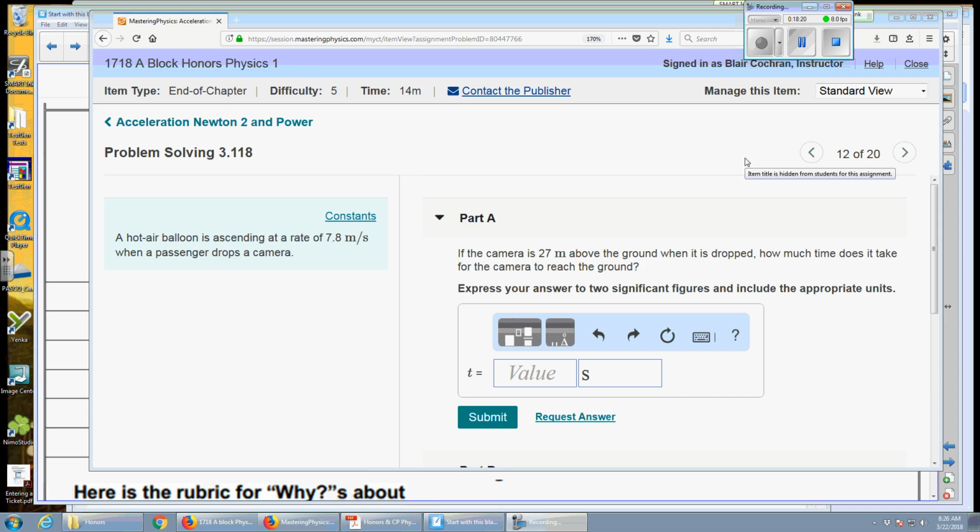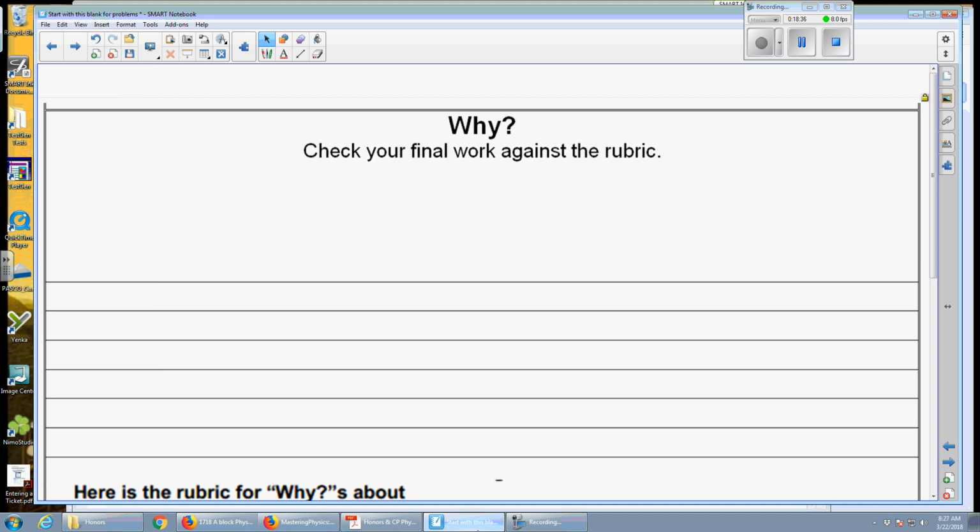All right, so we're going on to number 12 here. We've got a hot air balloon ascending at a rate of this when a passenger drops in. What does ascending mean? Going upwards. Good, because if you don't understand the vocab, you're going to struggle more. So, this is 12.